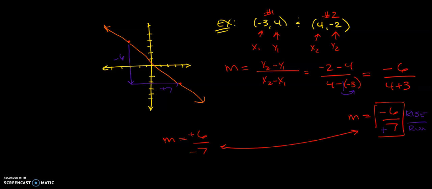So what if I were to rise 6? Well, that means I'm going to start here, and I'm going to go up 1, 2, 3, 4, 5, 6. Okay, so now I've gone plus 6, but the negative here, I have to go to the left, minus 7. But look at that. I'm at the same 2 points regardless. I have the exact same line.